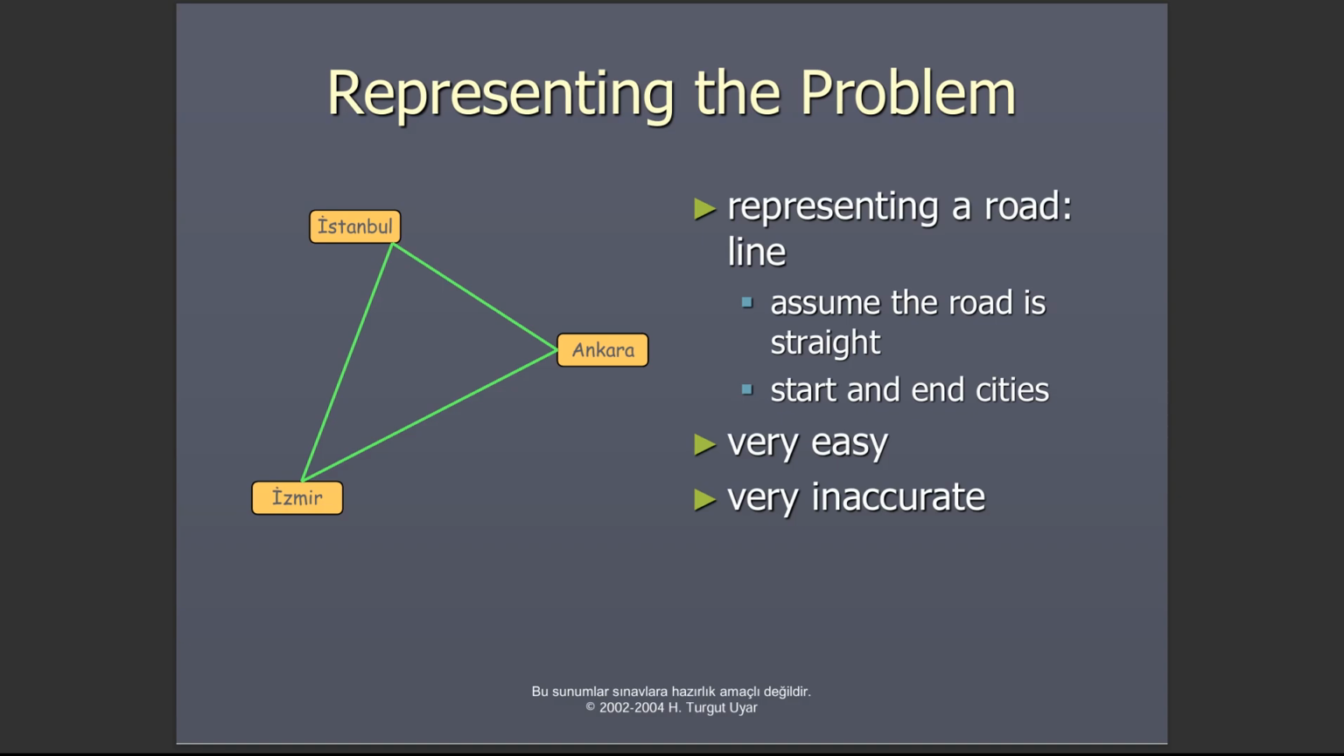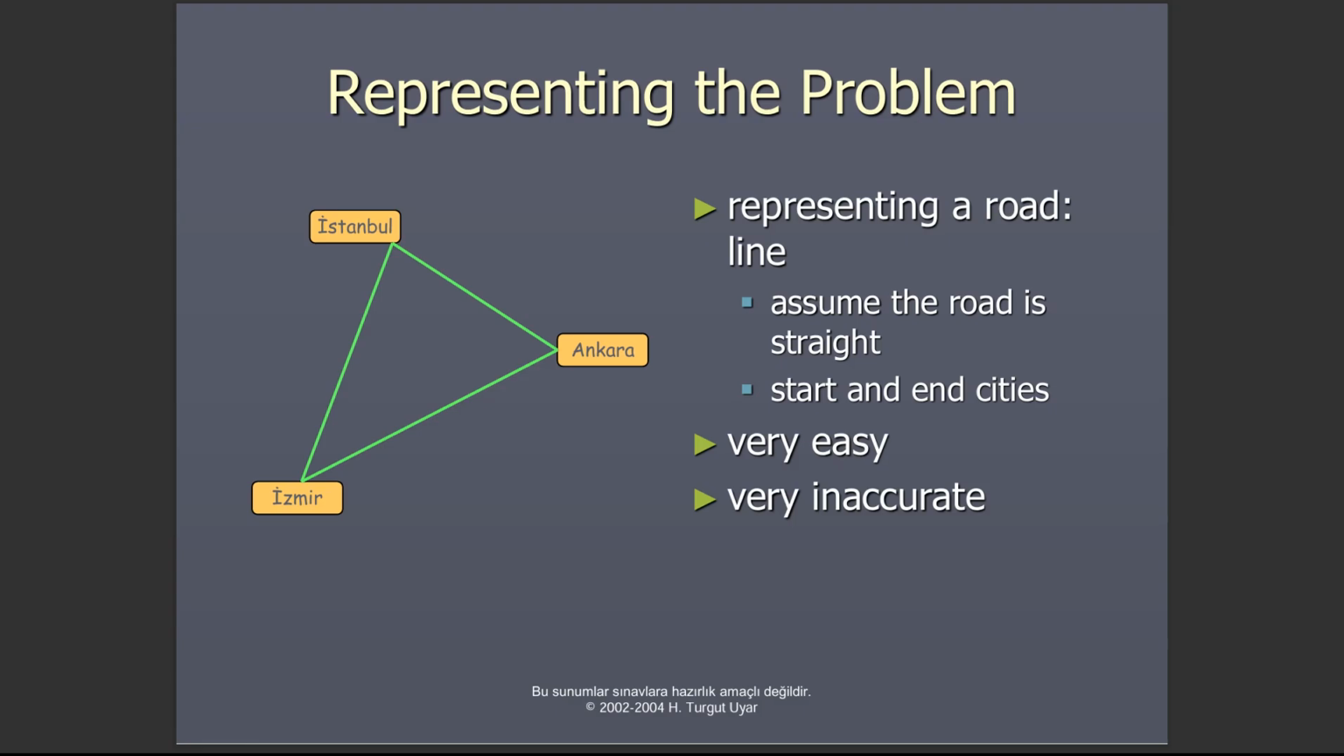Representing the problem. Let's talk about simple roads. Imagine a road between two cities like Istanbul and Ankara, Ankara and Izmir, Istanbul and Izmir. We can represent it as a straight line. It's very simple, but it's not very accurate because it's a basic straight line. Real roads are not straight, you know. They curve and they have many details. However, for some programs, a simple line might be enough.